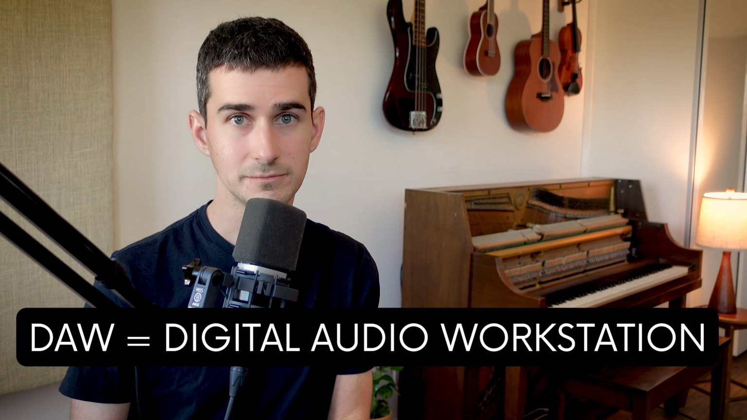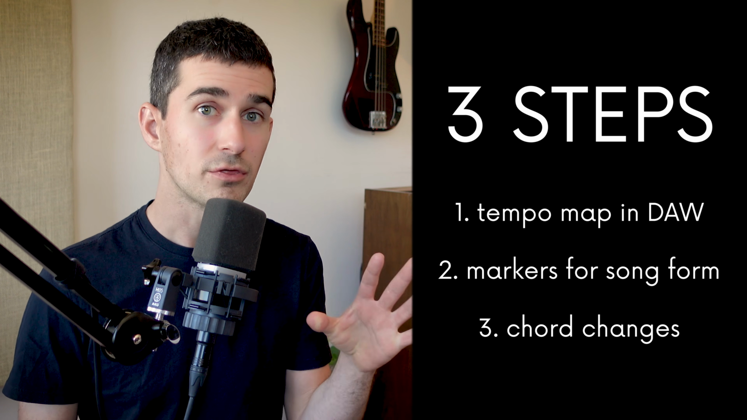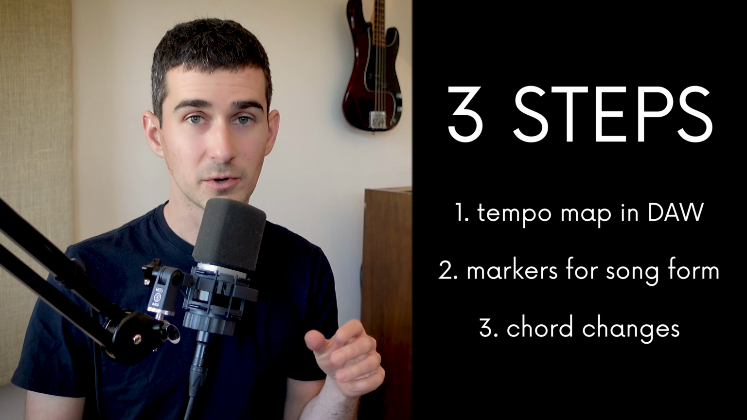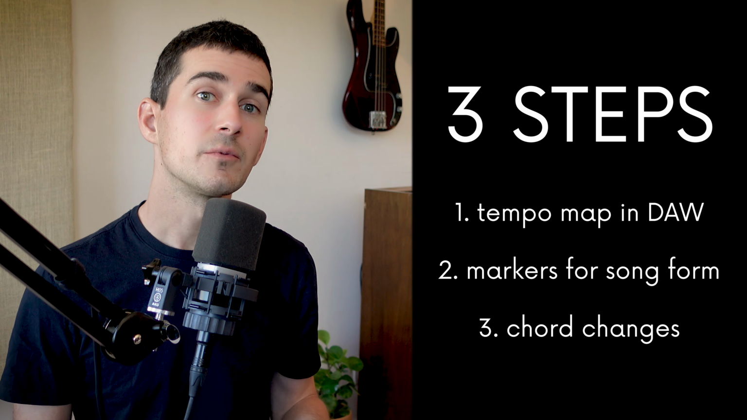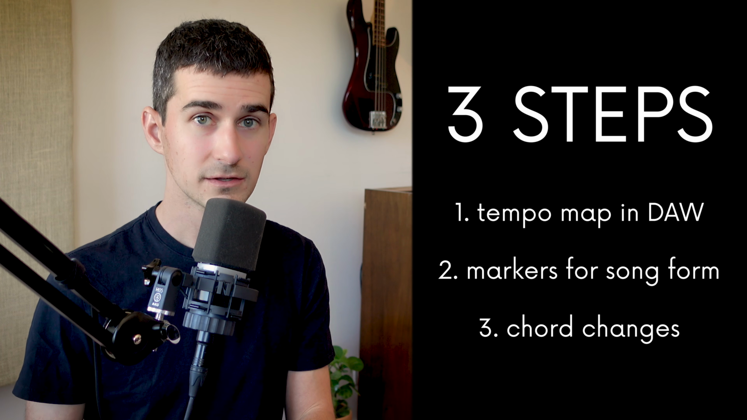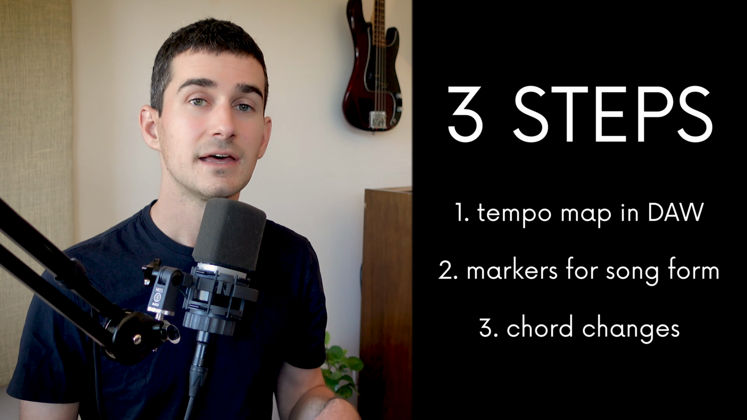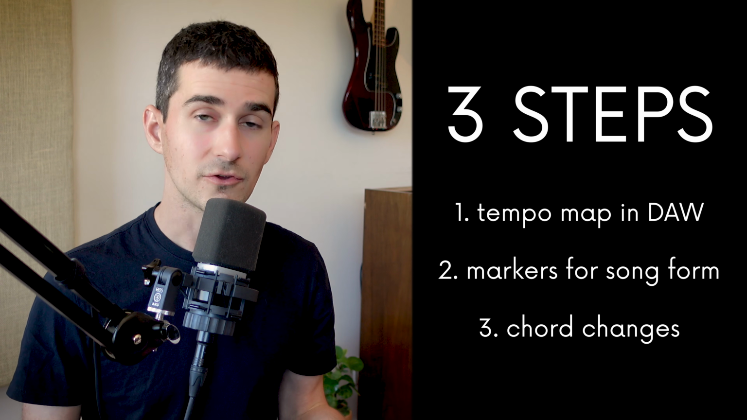So we have a 3-step framework here. These are the 3 things that matter to speed up this process. We're going to tempo map the recording into our DAW. Then we're going to create markers in both the DAW and our sheet music for the form of the song, that is the different sections of the song. And then we're going to notate the chord changes to the song. All right, here we go.